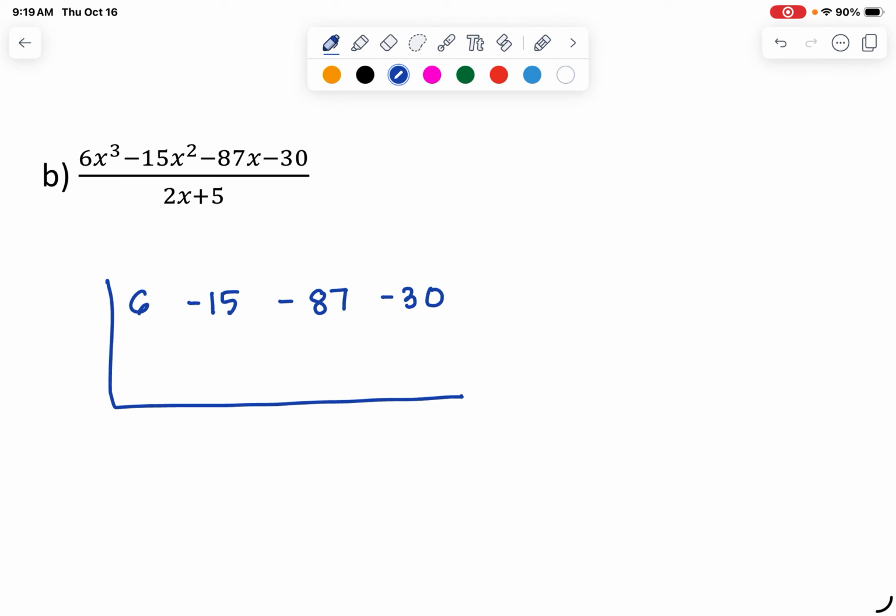All right, so to get what you're dividing by, you remember you find your root, or zero, or solution, whatever you want to call it, by setting 2x plus 5 equal to 0 and solving, and you get negative 5 over 2. And remember, this is your remainder. Okay? All right, let's go ahead and do this.